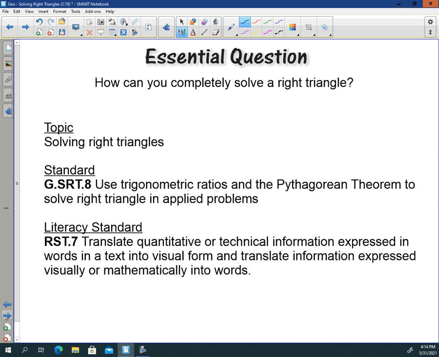Essential question today: how can you completely solve a right triangle? And the topic is solving right triangles. We are going to be taking everything we know that we've been studying, maybe even since spring break, and put it all together. This is where we're going to take the Pythagorean theorem and the triangle sum theorem and trig ratios and inverse trig ratios and use all of them in a single problem, what we call solving right triangles.